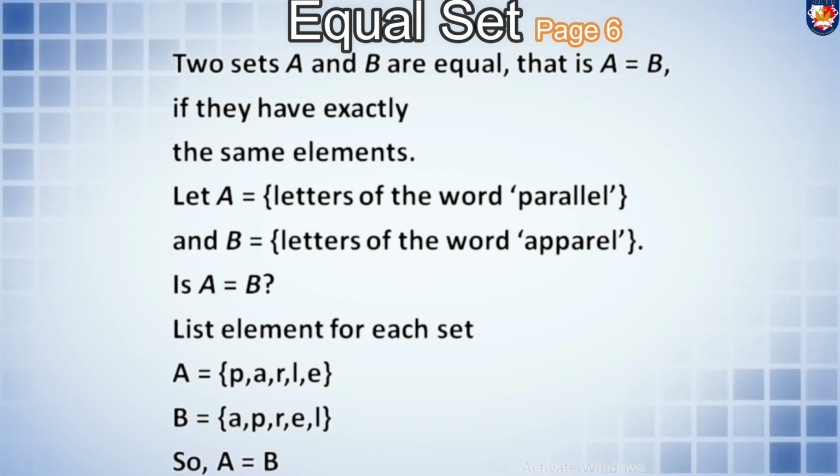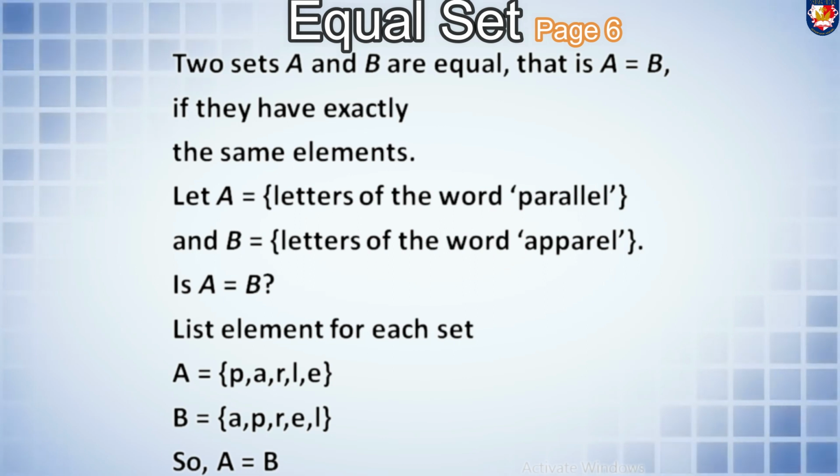In the next slide, we are going to talk about equal sets, from page 6 in your book. I need you to open page 6. Two sets, A and B, are equal if A has exactly the same elements as B. So an element in A is also an element in B, exactly. For example, let A be the letters of the word parallel, on your book page 6, and B be the letters of the word apparel. So is A equal to B?